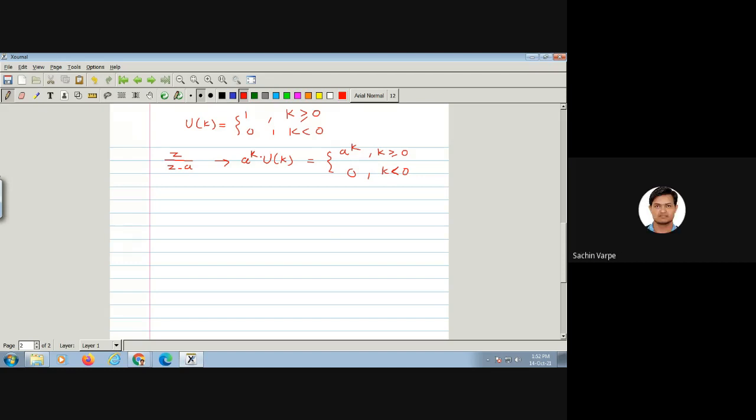So this is the inverse z transform in the positive region, and the inverse z transform of z upon z minus a in the negative region will be minus of a raised to k. We can say minus of a raised to k into u of k also. That is also correct. Okay, so let me write the table of formulas first of all.